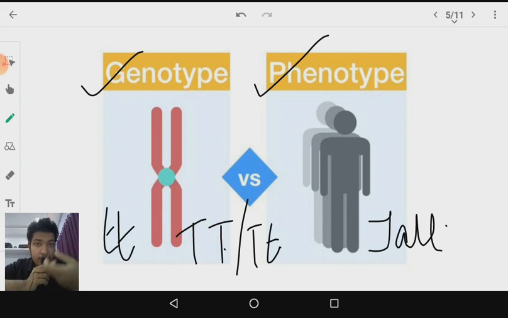Genes always express in a pair, and this is known as alleles. So two letters are used to represent the allele or the genotype, because one is coming from the father and the other is coming from the mother. So that is why we are using two letters to represent alleles. One is from the father and the other is from the mother.